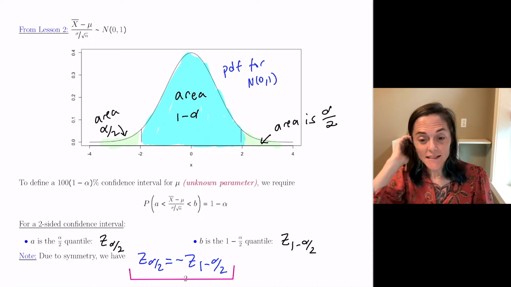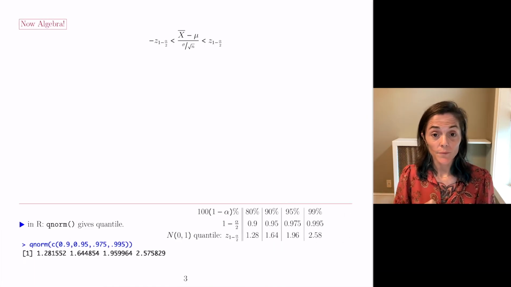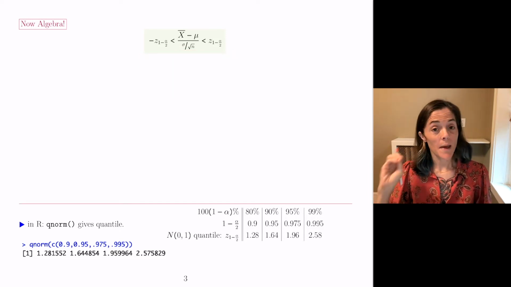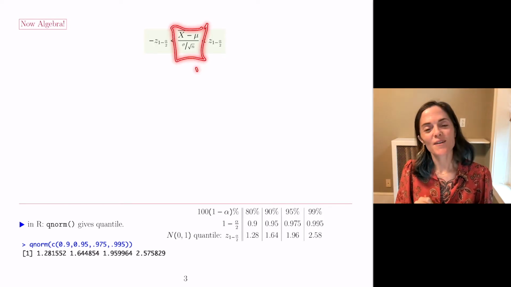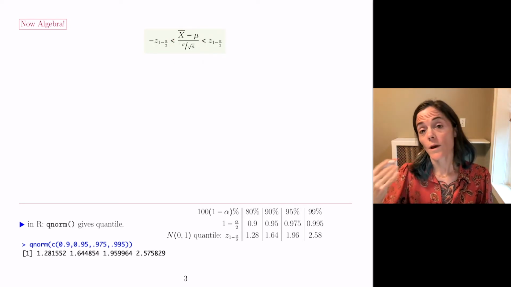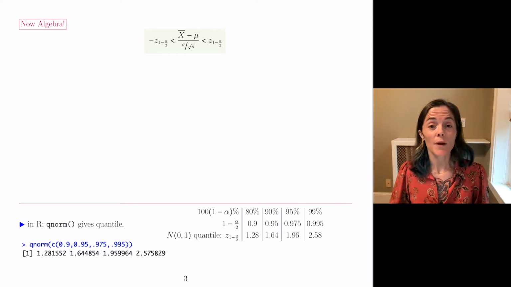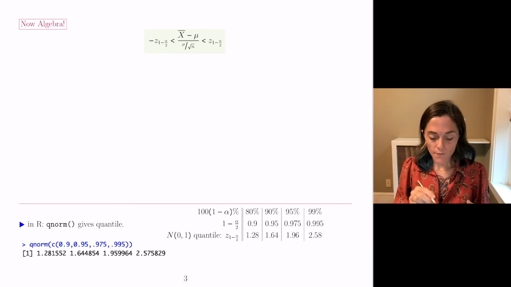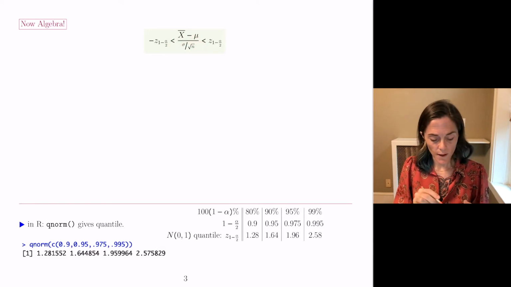All right, now let's use all of this to get our 1 minus alpha percent confidence interval for the population mean mu. Here is what we had on the last page. This is an interval really for this random variable. Now, what we want for a confidence interval is an interval around this unknown parameter mu. So let's do some algebra. Let's see, first I'll multiply through by sigma divided by the square root of n.